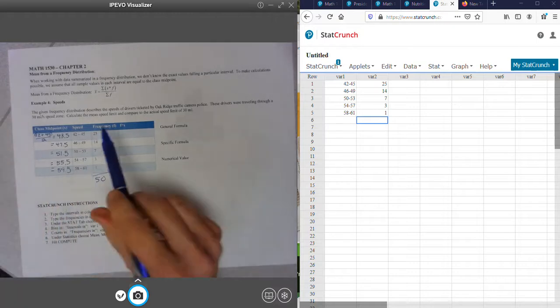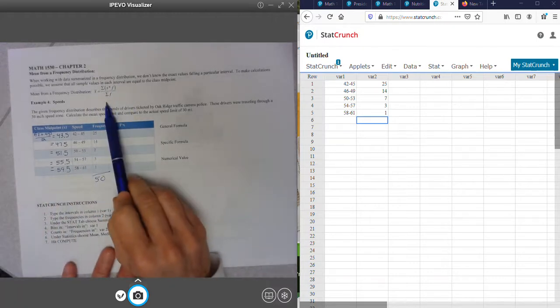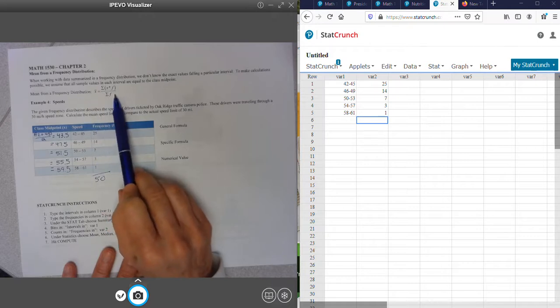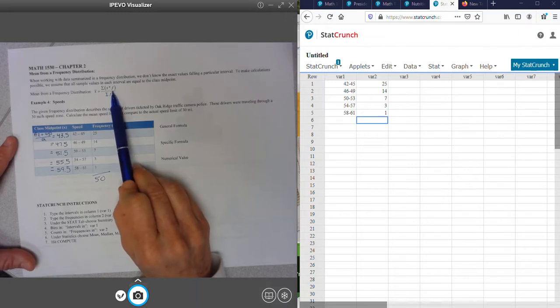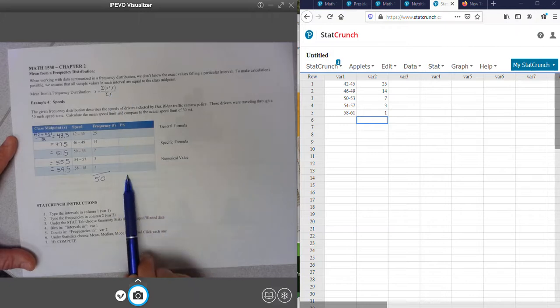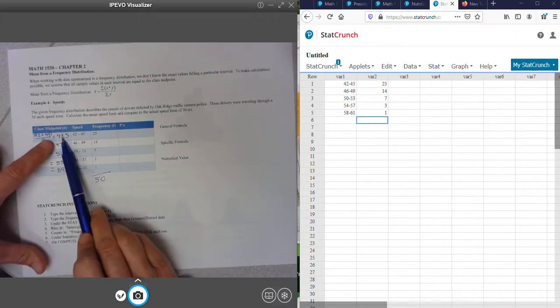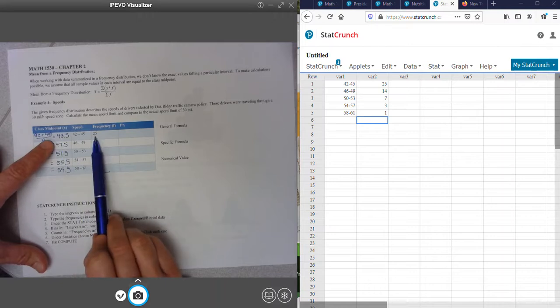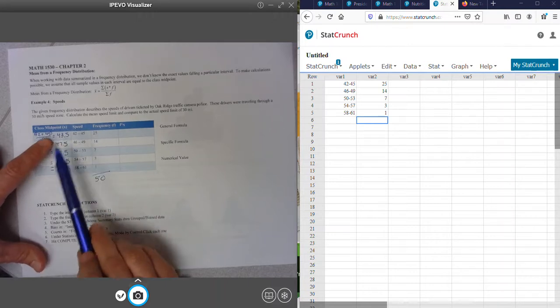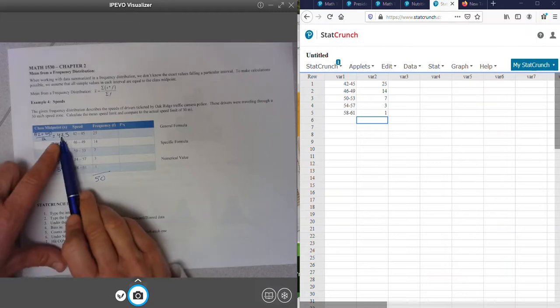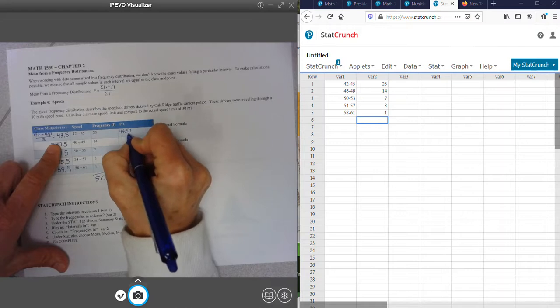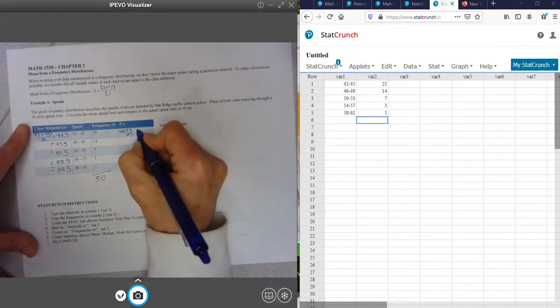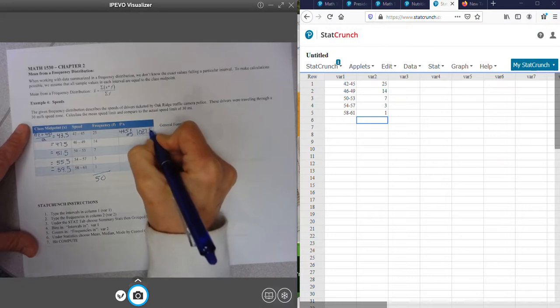So what we're going to do is consider the formula that we have for the mean for a frequency distribution. To do this, we need to add up all of our x values, which are our class midpoints, times the frequency count. So let's get those values right here. Our class midpoint is 43.5 times the 25 drivers we're going to assume were going 43.5 miles per hour. So 43.5 times 25 is going to give us 1,087.5.